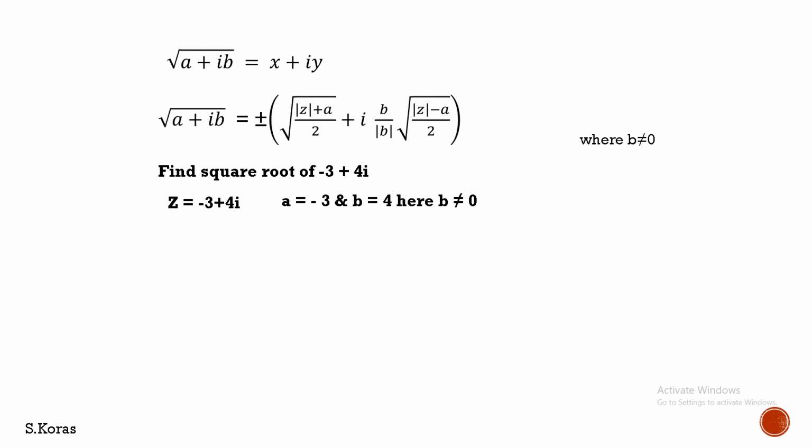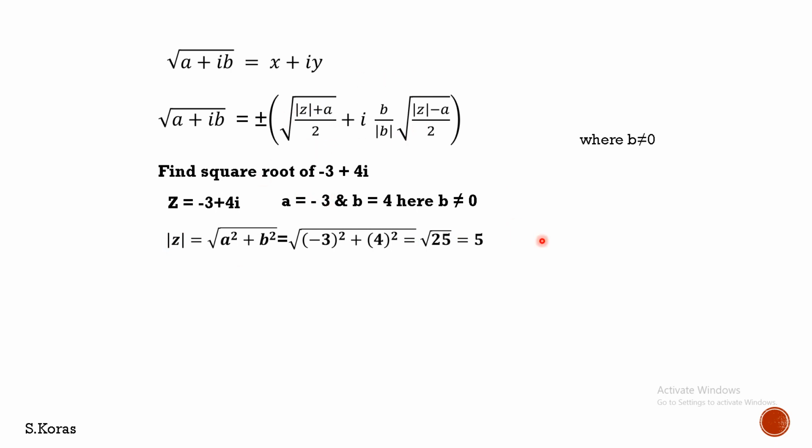Modulus of z is nothing but root of a square plus b square, that is equal to square root of (minus 3) the whole square plus 4 square. If we simplify it, it will become 25, 16 plus 9. If you take the square root for this, your answer will be equal to 5. This is your modulus of z value, and a value is minus 3. So we have to substitute in this formula.